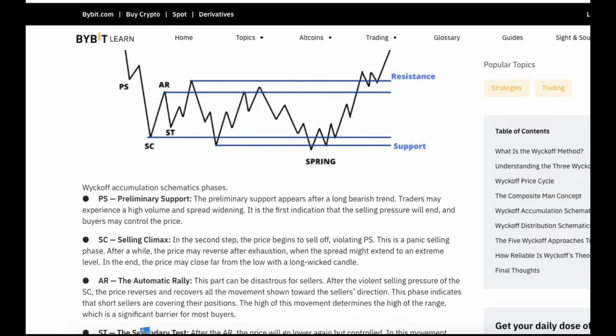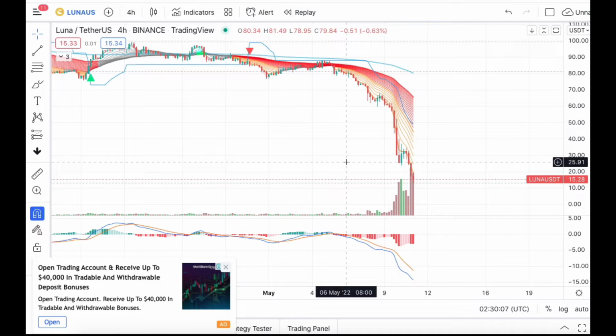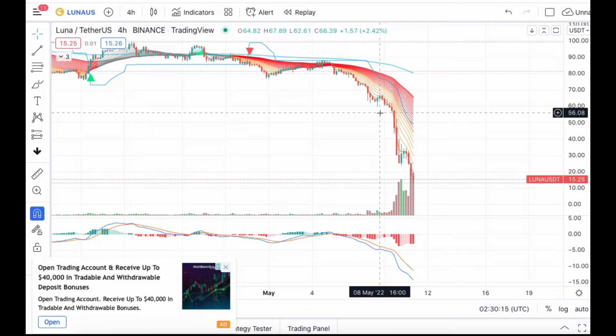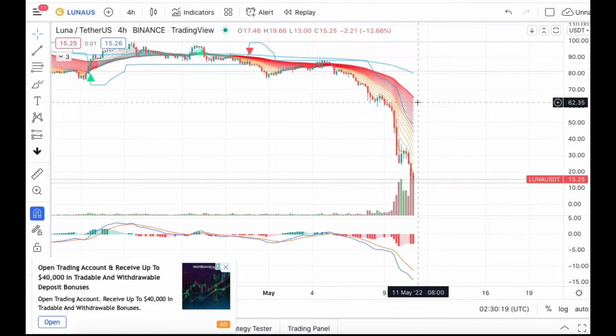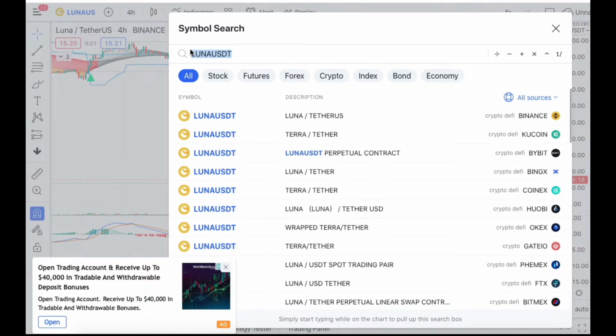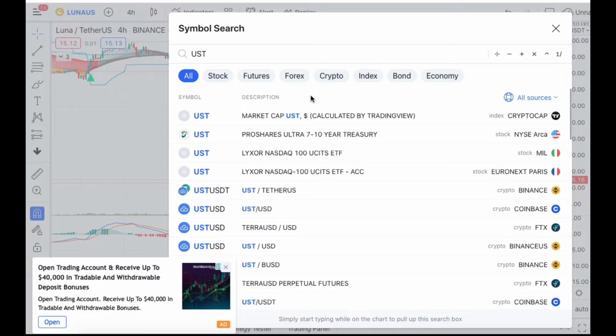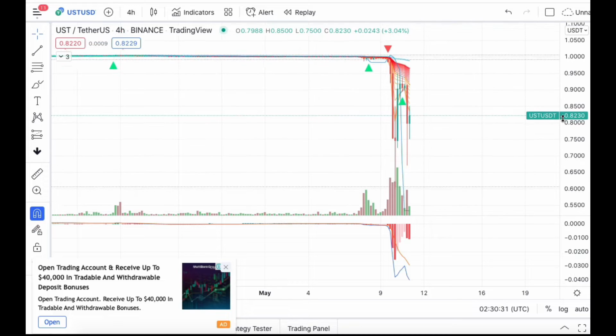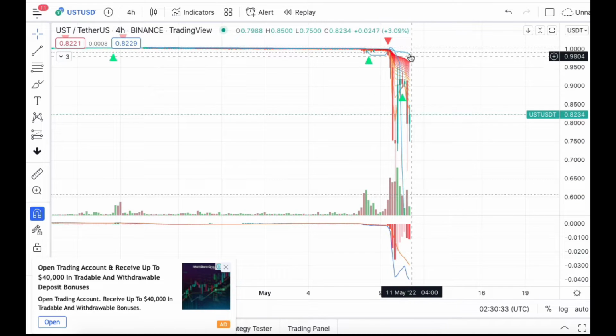In the past couple of days, if you've been following what's been happening in the crypto markets, you probably wouldn't have missed the news that Luna has been seriously under fire. What had happened was that due to another asset, the UST stablecoin, this stablecoin has been heavily battered ever since it lost the peg.